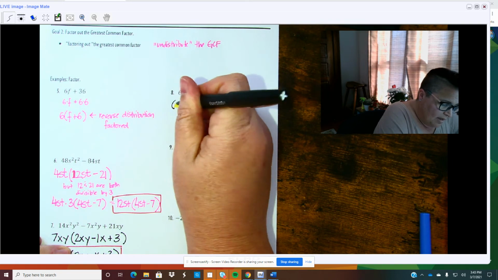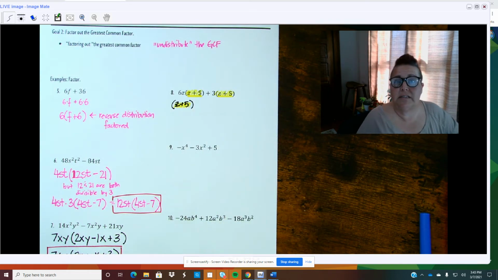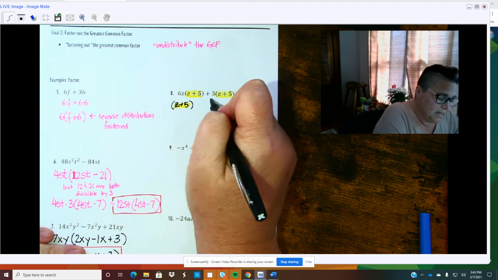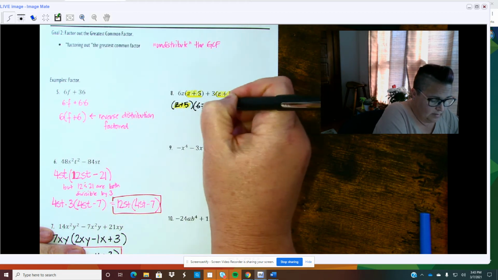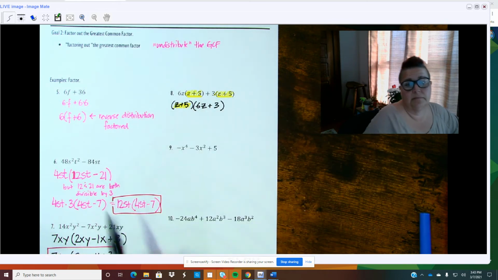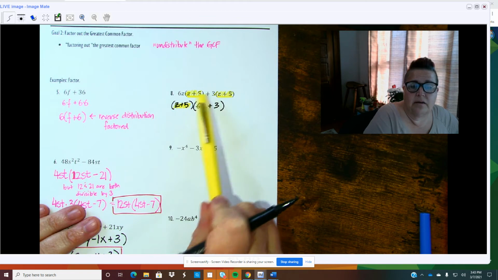I'm going to pull this set, z plus 5, out front. This is a set that goes together. I know it's a set that goes together because it's inside parentheses. And then I'm going to take the remaining pieces that are left and put them in parentheses, 6z plus 3. I got the 6z from there. I got the 3 from there.